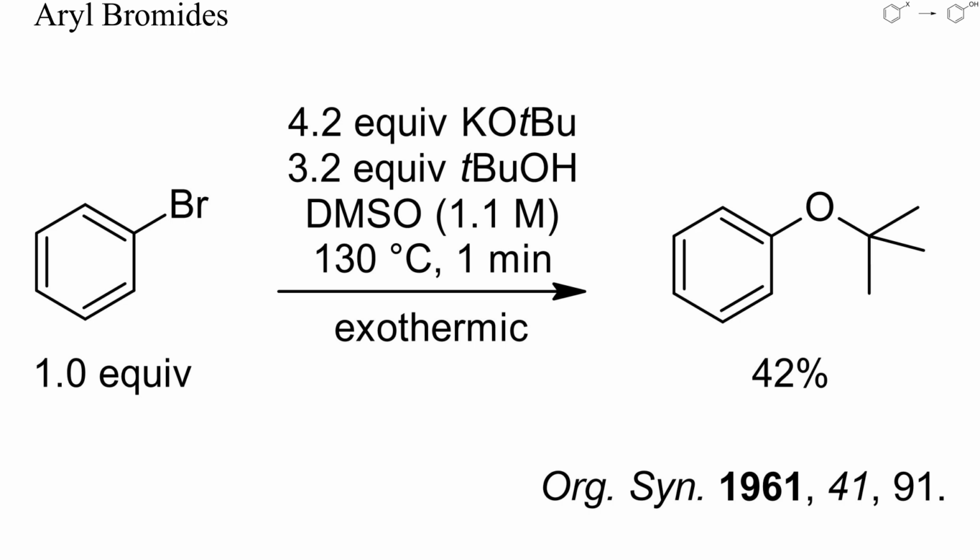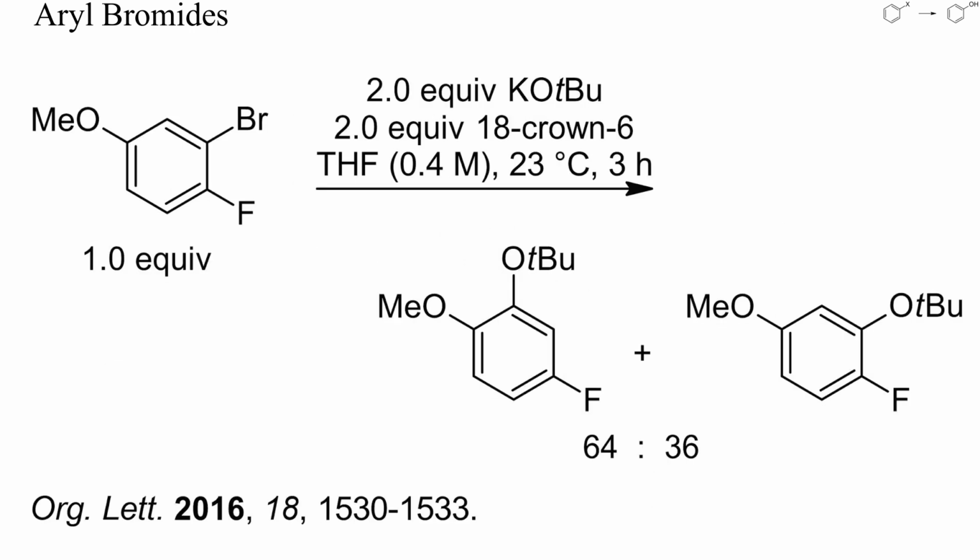Dimethylacetamide or sulfolane might have been a safer choice in this case. Another safer alternative to DMSO or DMF are crown ethers or polyethylene glycol. Here an aryl bromide underwent nucleophilic substitution with potassium tert-butoxide and stoichiometric quantities of 18-crown-6 in THF.